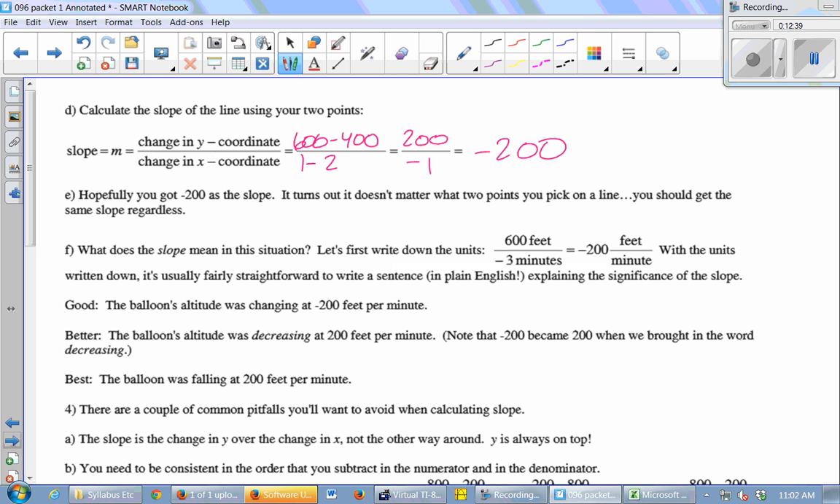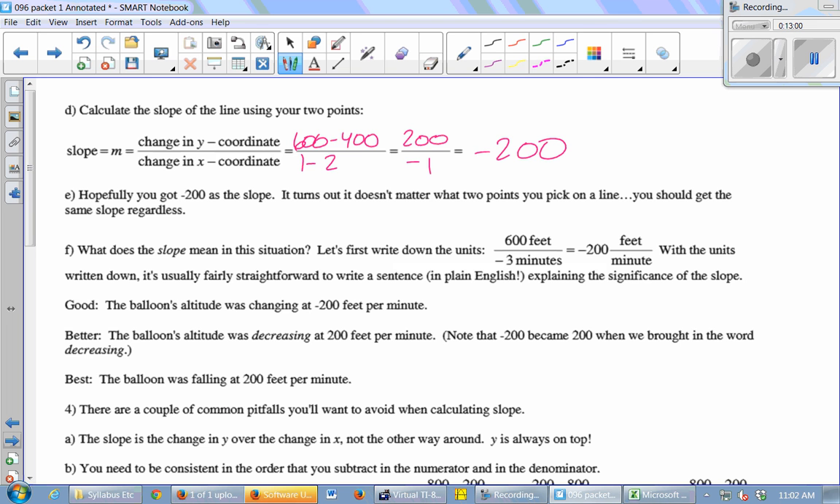So hopefully you all got negative 200 as the slope. Doesn't matter what 2 points you pick, you should always get the same slope. The angle remains the same, because the angle is remaining the same. The steepness of the climb is always the same, or the descent if it's negative. If you change the angle, then you get a different number.